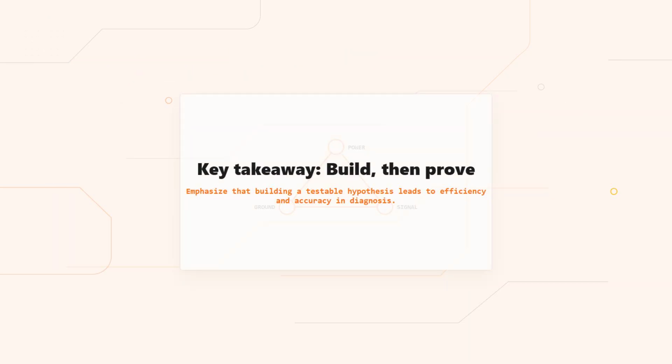Build your diagnostic hypothesis from observed facts, codes, and conditions. Then design your first test to prove or disprove your theory before you replace parts or chase random wires. This approach saves time, confirms the real fault, and builds your credibility.